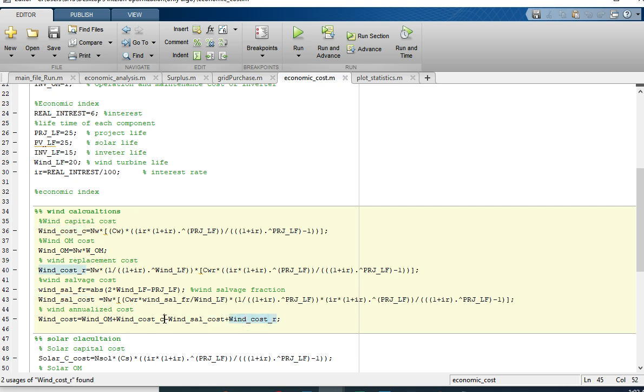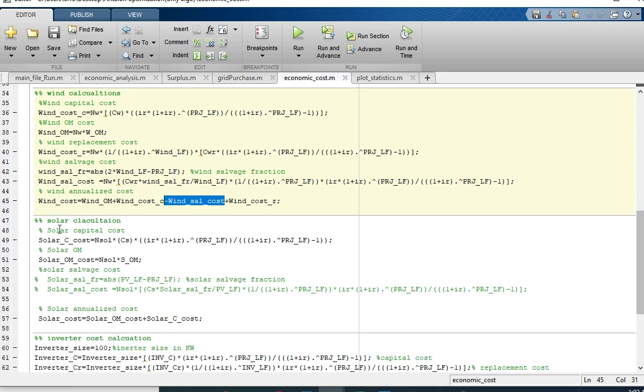So this salvage cost should always be subtracted, because at the end of the project life it is like an asset, the remaining value of any component. Similarly, this is for solar. In the same way, the solar capital cost and solar OM are calculated. This is the solar size in kilowatts. This is the capital cost of the solar, and this is the capital recovery factor.